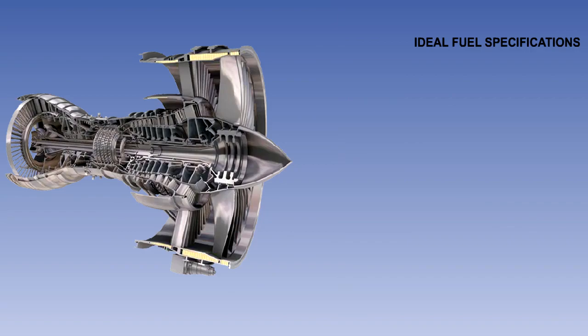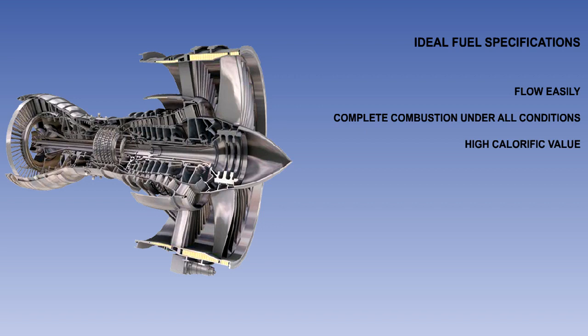The specification for an ideal fuel for either a gas turbine engine or a piston engine include the following main requirements. It should flow easily under all operating conditions. It should have complete combustion under all conditions. It needs to have a high calorific value. The calorific value is a measure of the amount of heat released during its combustion. It is measured in British thermal units per pound or kilojoules per kilogram.